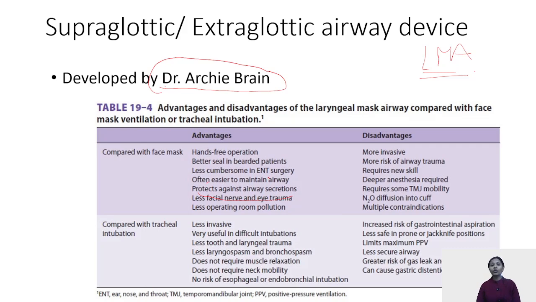In comparison to tracheal intubation, the advantage is that it is less invasive than ET tubes. It is quite useful in conditions of difficult intubation. If you remember the algorithm for difficult intubation, it is the plan B, right? There are fewer chances of laryngospasm and bronchospasm. Actually, the tolerance of supraglottic airway devices is much better than endotracheal tubes, and the emergence of the patient after general anesthesia is quite smooth when you are using SGAs.